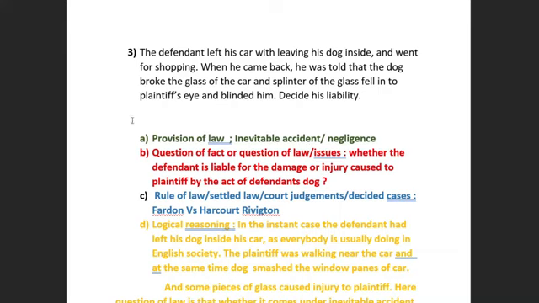The next case law is: the defendant left his car with his dog inside and went for shopping. When he came back, he was told that the dog broke the glass of the car and the splinter of the glass fell into the plaintiff's eye and blinded him.